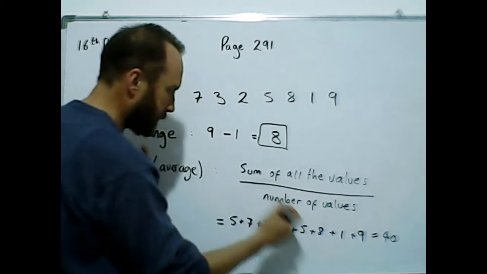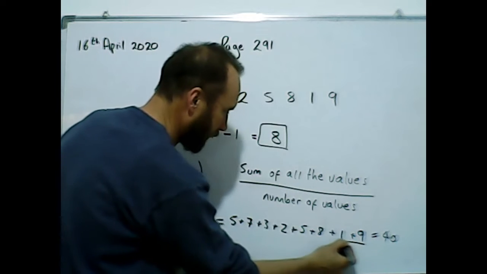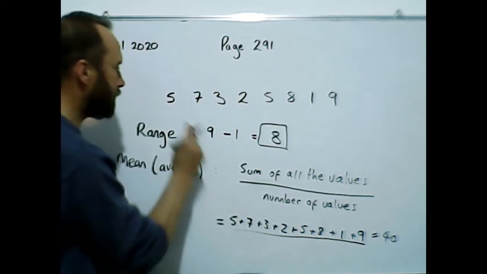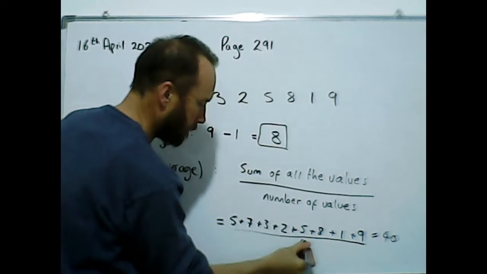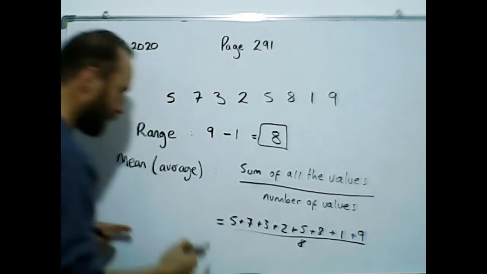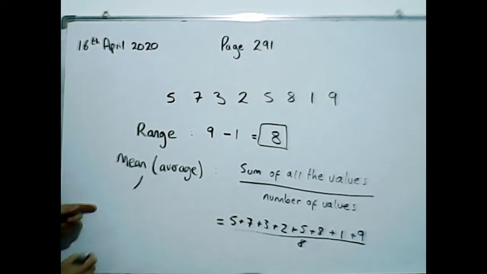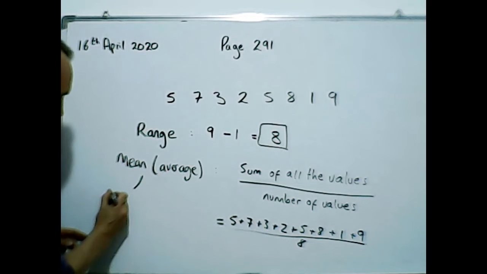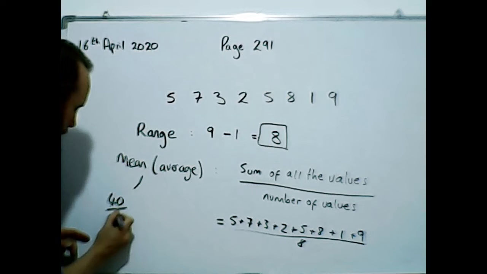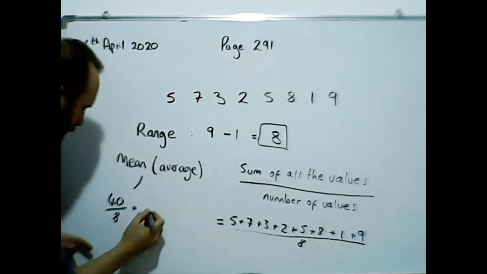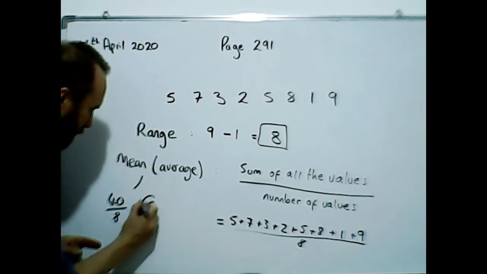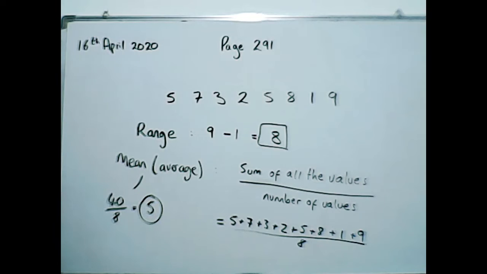Sorry, I should have written this down before. This is the sum of all the values here. The number of values: 1, 2, 3, 4, 5, 6, 7, 8. We do this over this side here. So over here, we end up with 40 divided by 8. 40 divided by 8, let me think. So our mean here is 5.